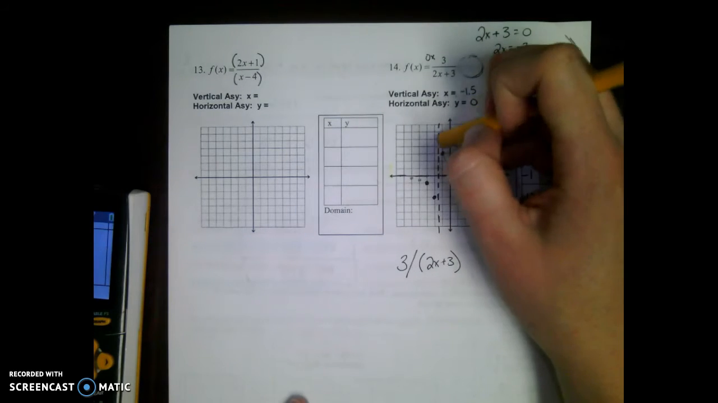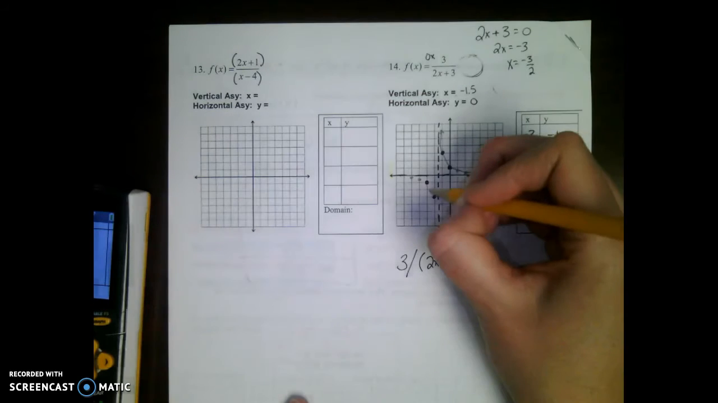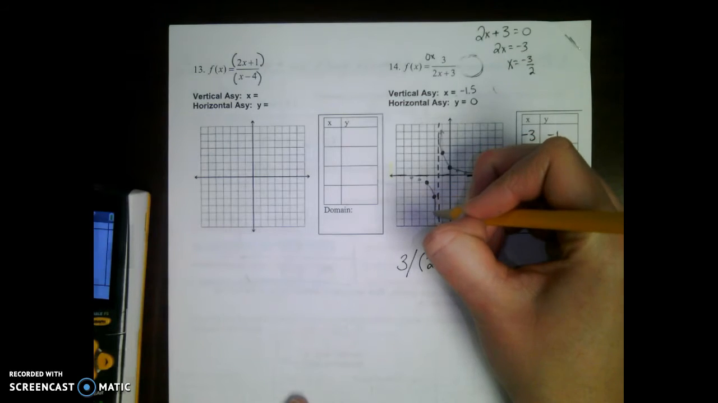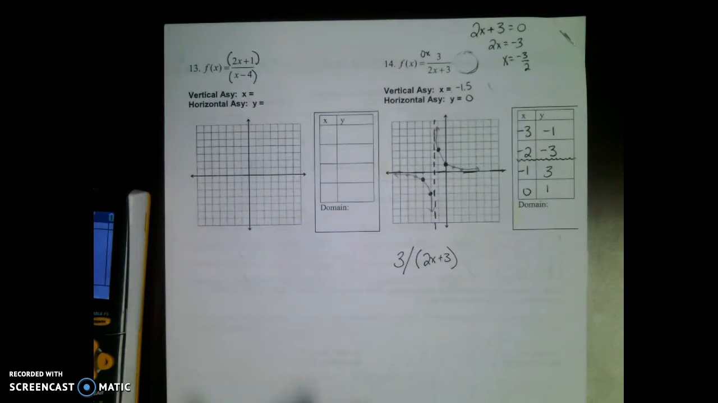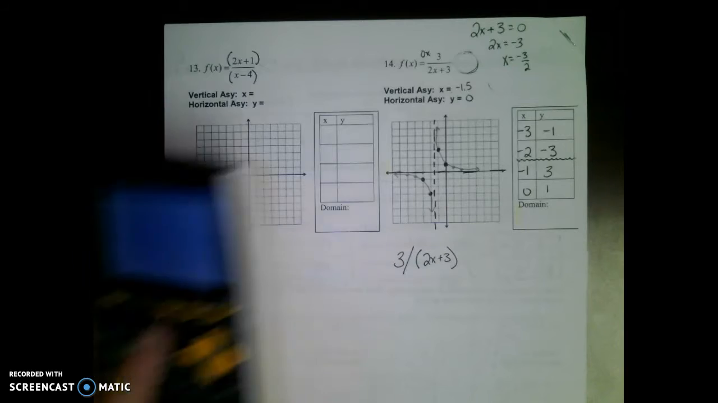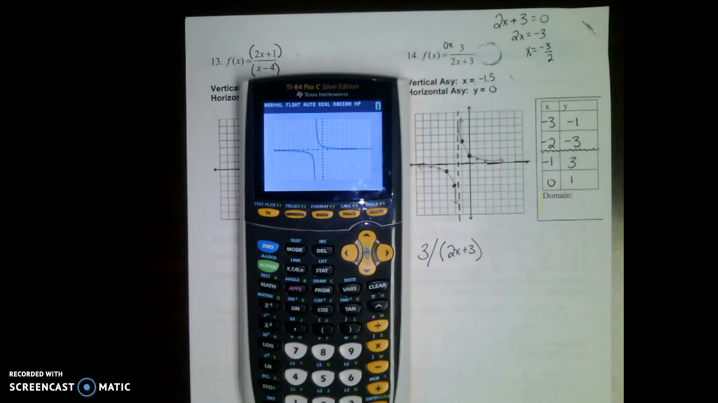Whoa, definitely not straight like that. And if you want to go back to the graph and look at the graph as you're connecting your points, that is fine.